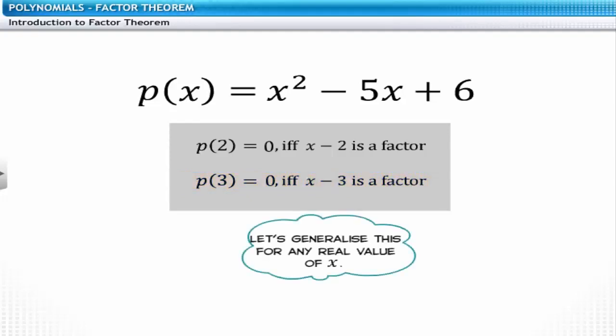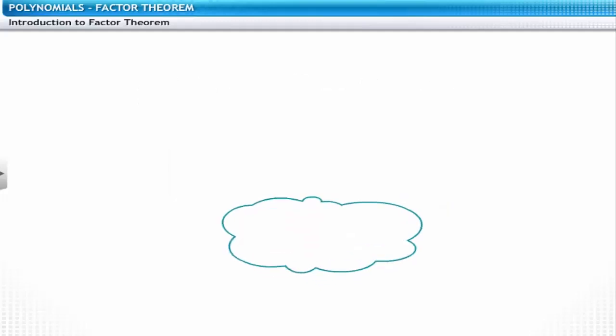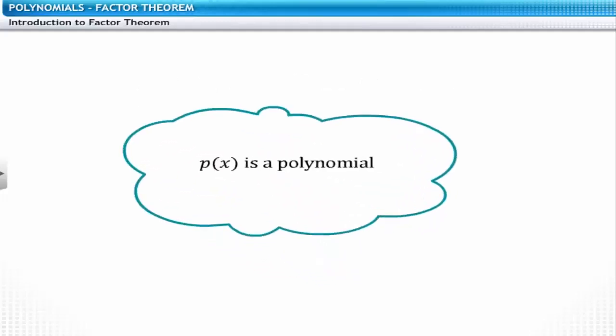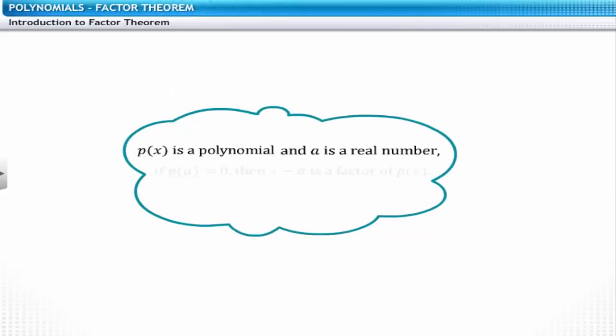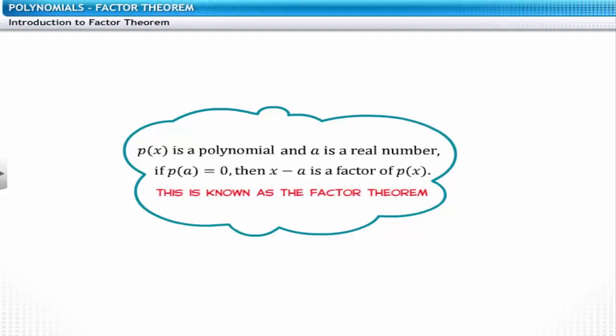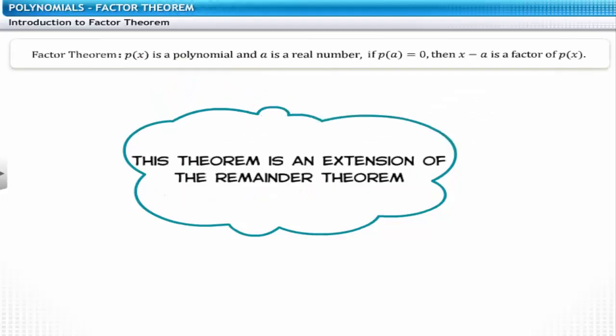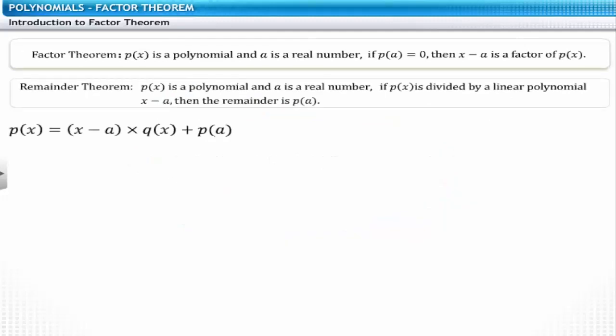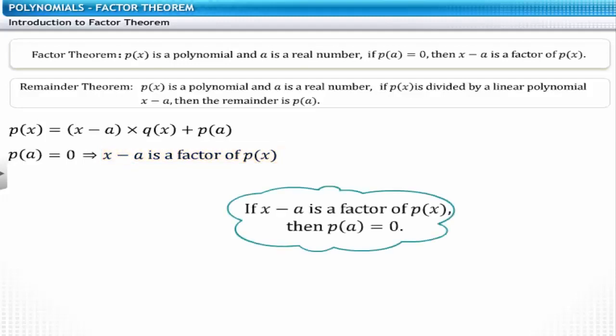Let's generalize this for any real value of x. Consider p of x is a polynomial and a is a real number. If p of a is equal to 0, then x minus a is a factor of the polynomial. This is known as the factor theorem. This theorem is an extension of the remainder theorem. If the remainder becomes 0, then you can say that x minus a is a factor of p of x. Conversely, if x minus a is a factor of p of x, then p of a is equal to 0.